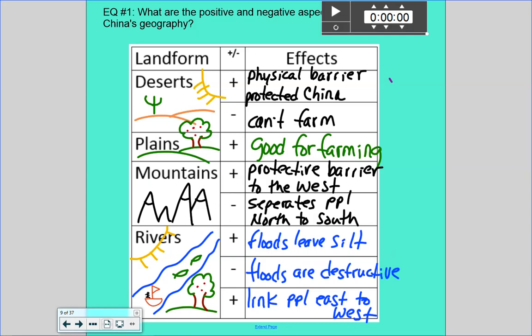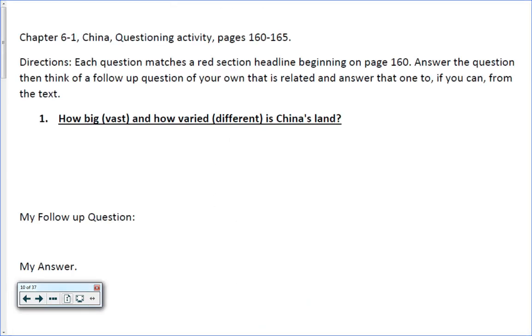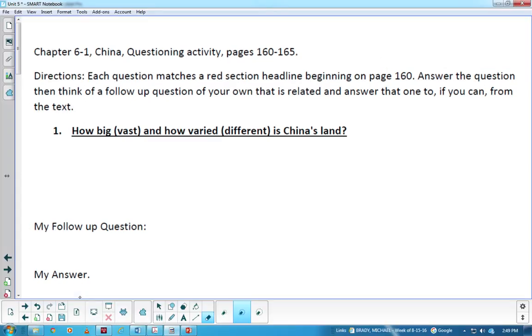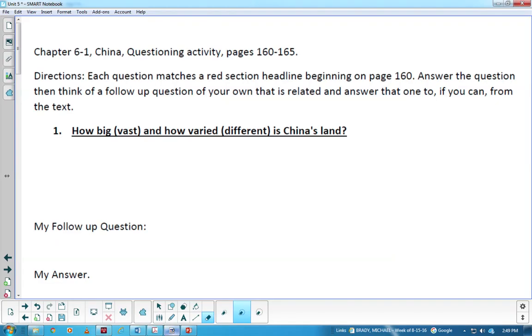There you go. Deserts, plains, mountains, and rivers. And once you're finished with that, on the block day, the second thing we're going to work on is this chart here. This is a questioning chart. Now, I'm going to attach one to my website so that you can download it if you need it. This is what it'll look like, and this is how we fill this out.